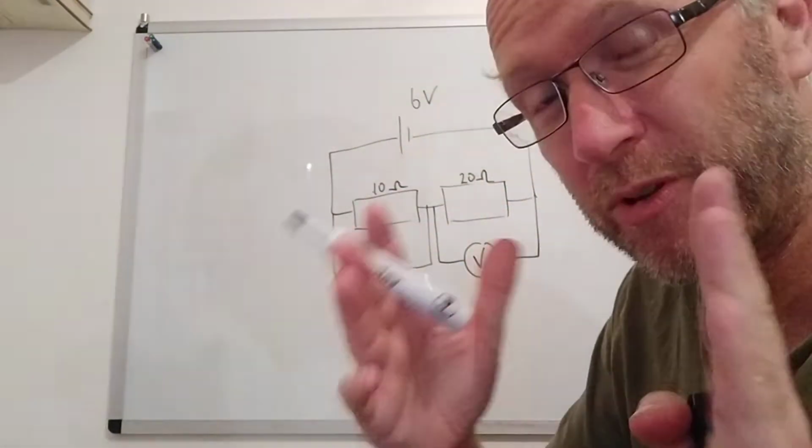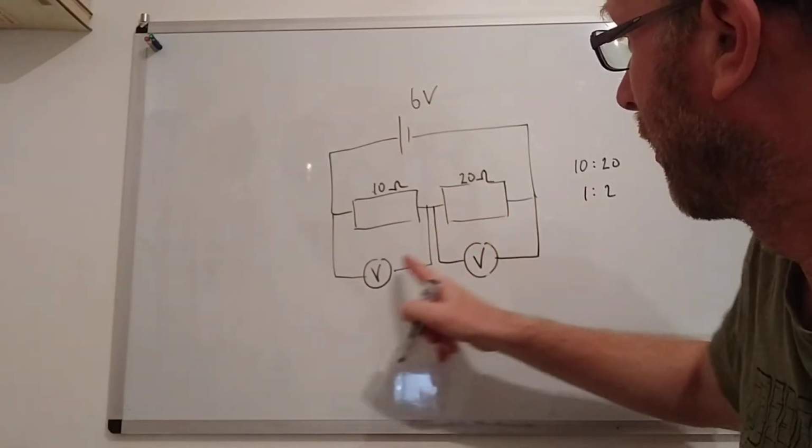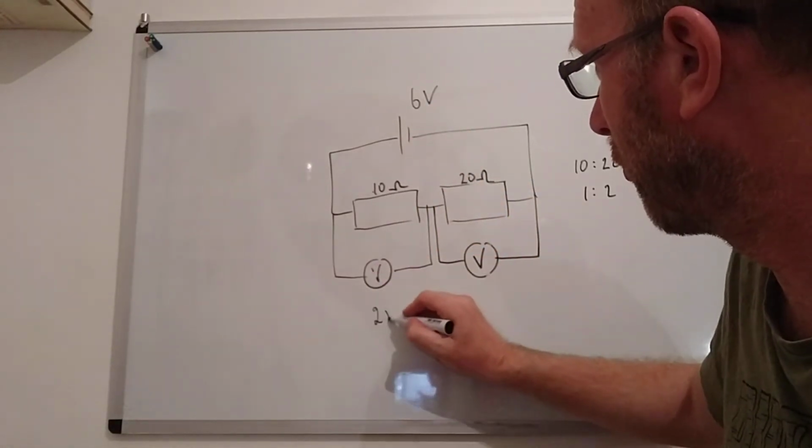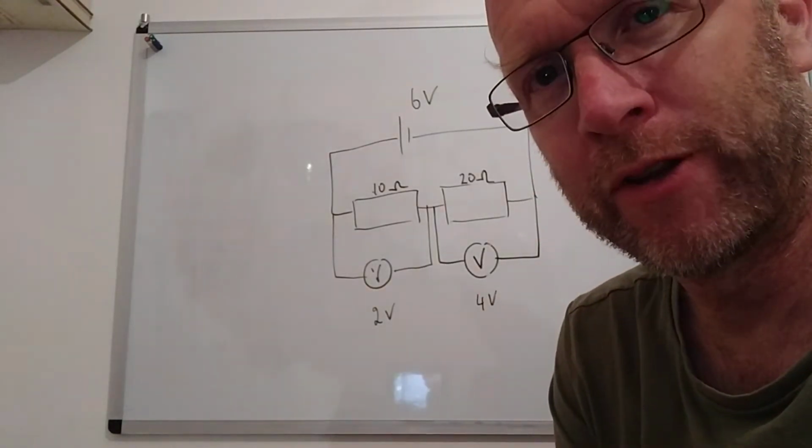Usually you can think these through. So what's it going to be? 4 volts will be required for this, 2 volts for this. So the reading on this will be 2 volts, and the reading on this will be 4 volts. And that's how a potential divider works.